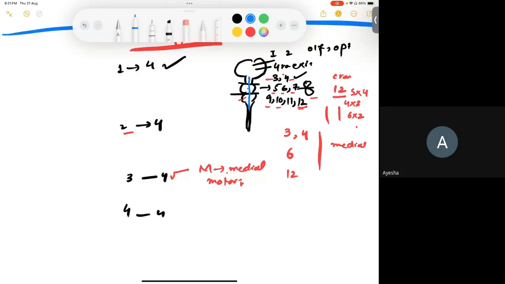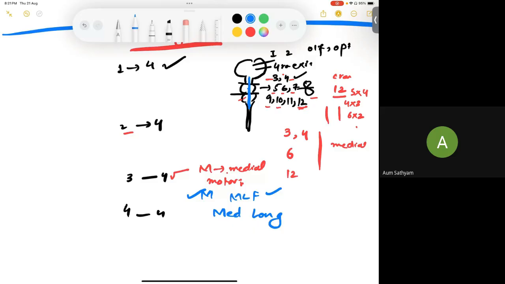Okay, perfect. What starts with M? The medial longitudinal fasciculus, as we discussed. The medial longitudinal fasciculus connects most of the cranial nerve nuclei with one another. So why do we call it medial? Because it is present medially within the brainstem, right? It starts with M, it is present medially. Is it clear? What else starts with M?